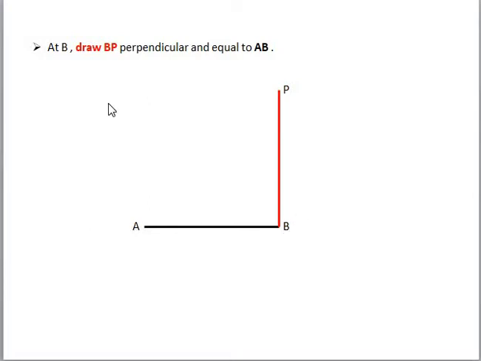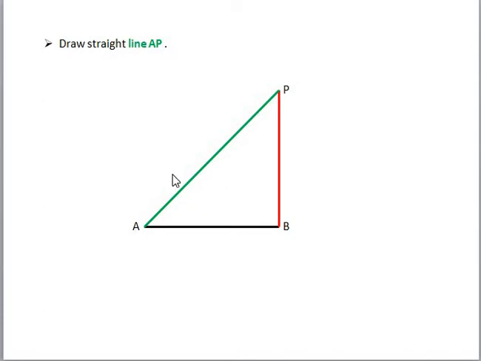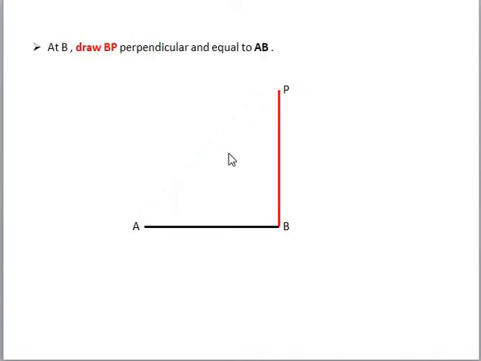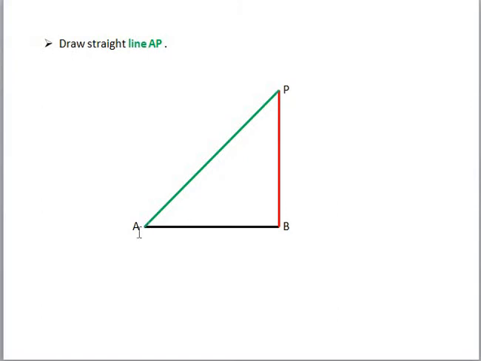After that, we have to join these 2 points A and P with a straight line. Join the line AP. This line AP is in green color, so here also I have written it as green color. Then the next step.